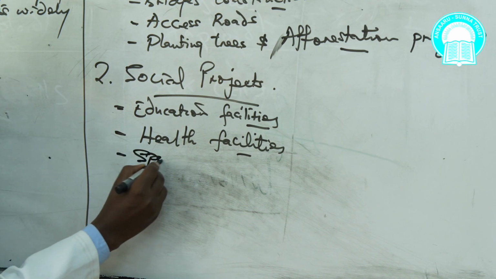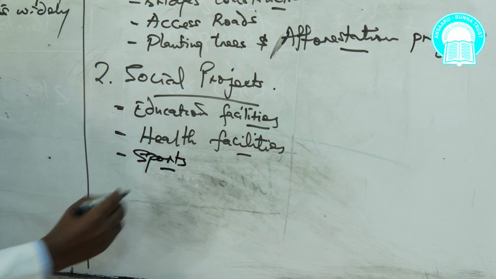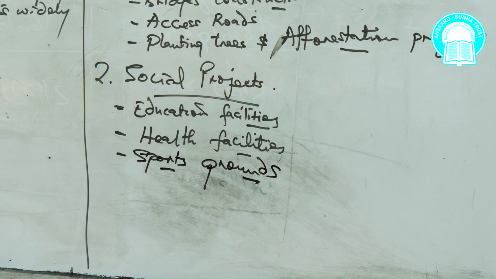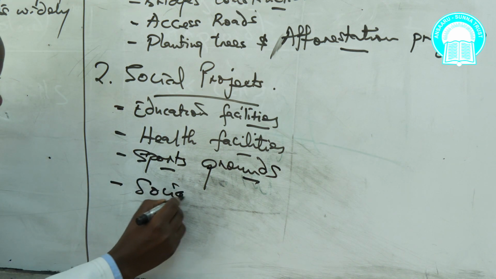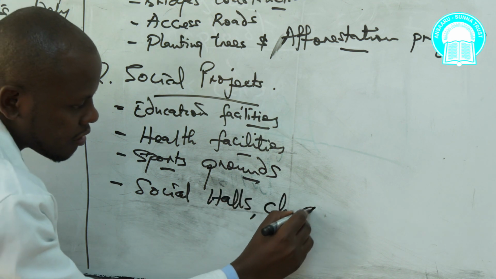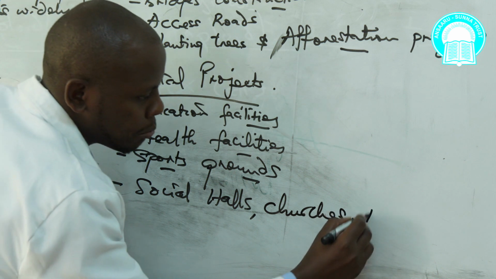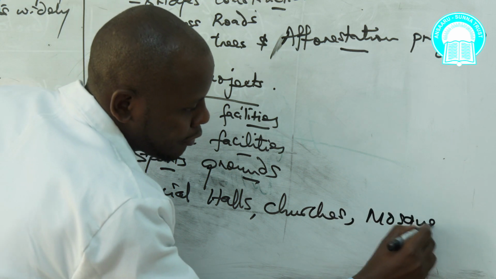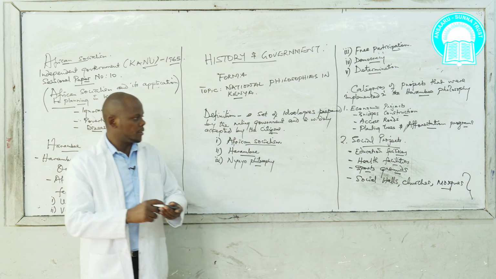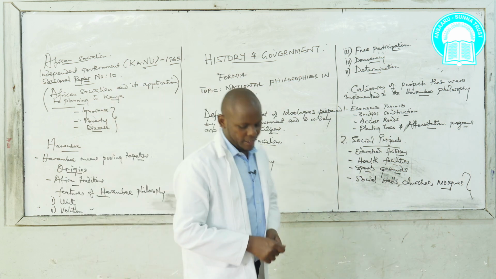Sports grounds were also constructed from the efforts of Harambee. Social halls, churches, mosques, just to mention a few, were implemented from the resources that were raised from Harambee.